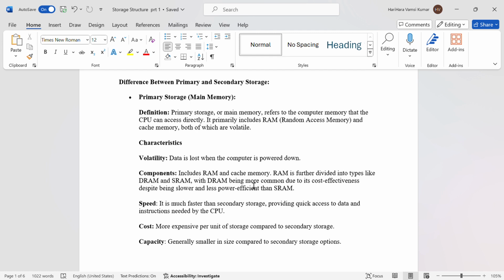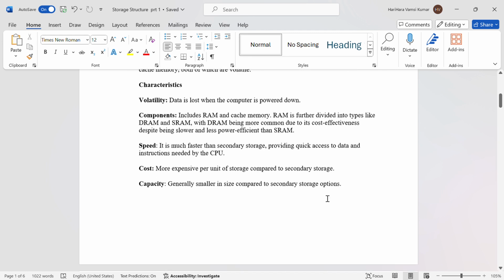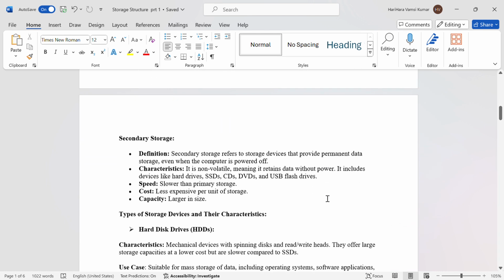RAM is further divided into two types, DRAM and SRAM, with DRAM becoming more common due to its cost effectiveness, despite being slower and less power efficient than SRAM. Speed: it is much faster than secondary storage, providing quick access to data and instructions needed by the CPU. Cost: more expensive per unit of storage compared to secondary storage. Capacity: generally smaller in size compared to secondary storage options.